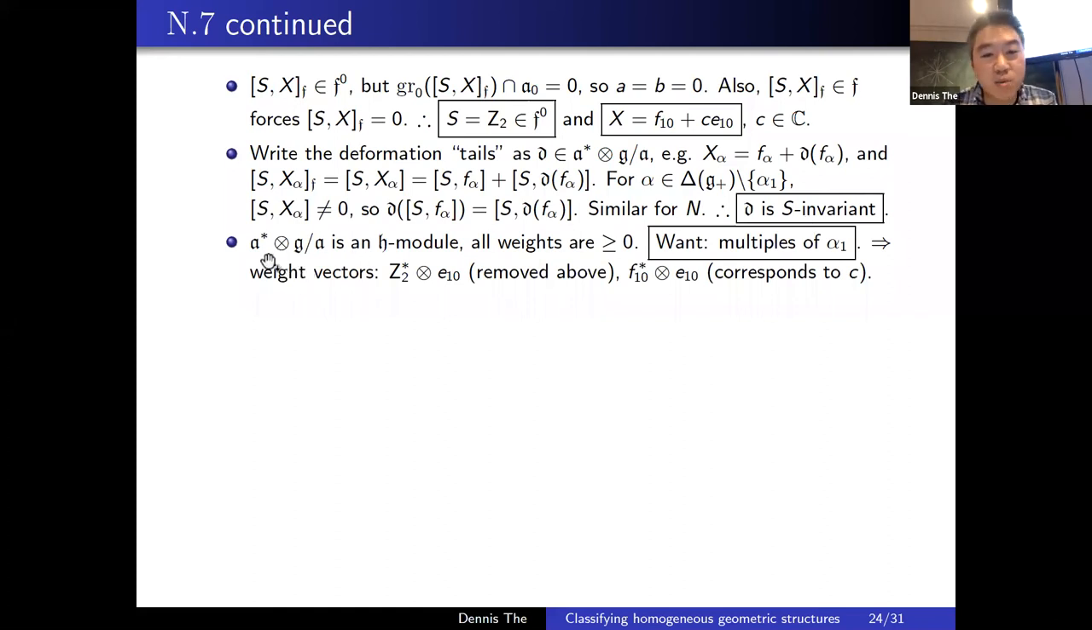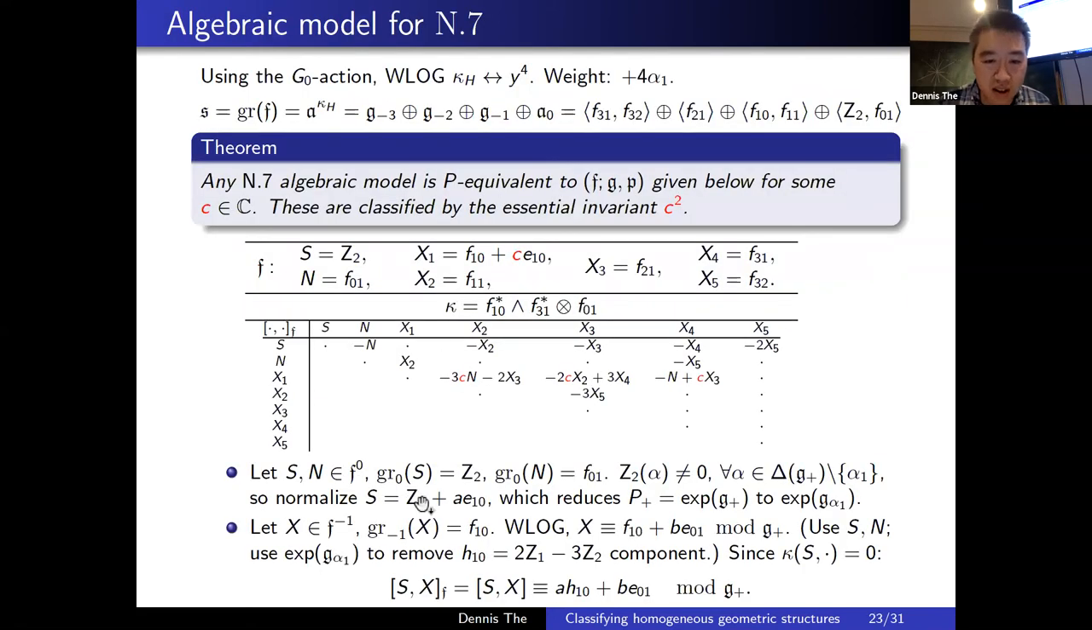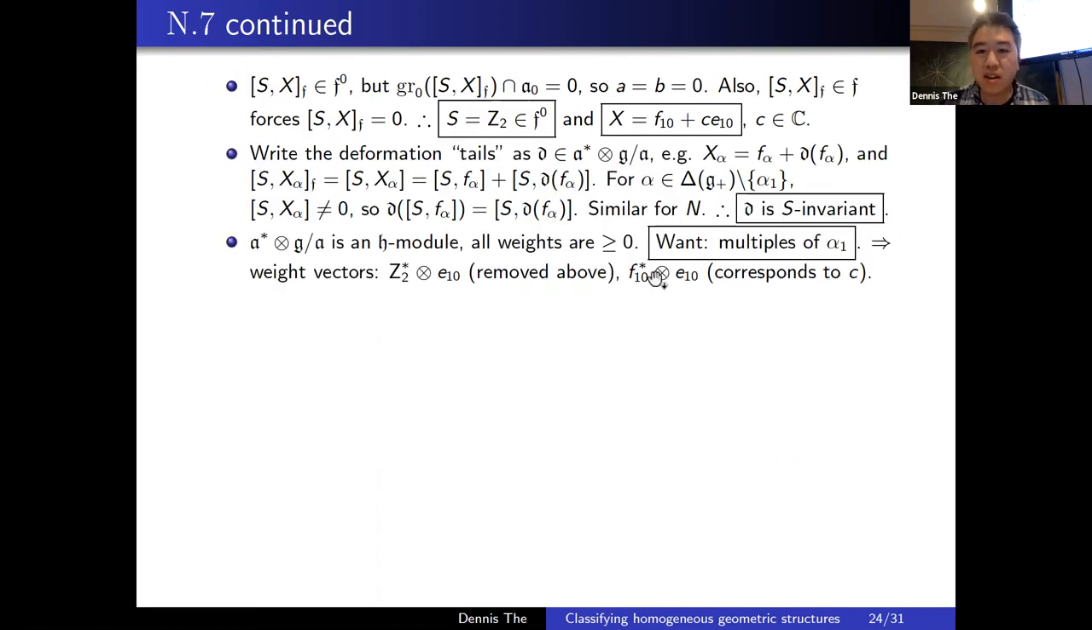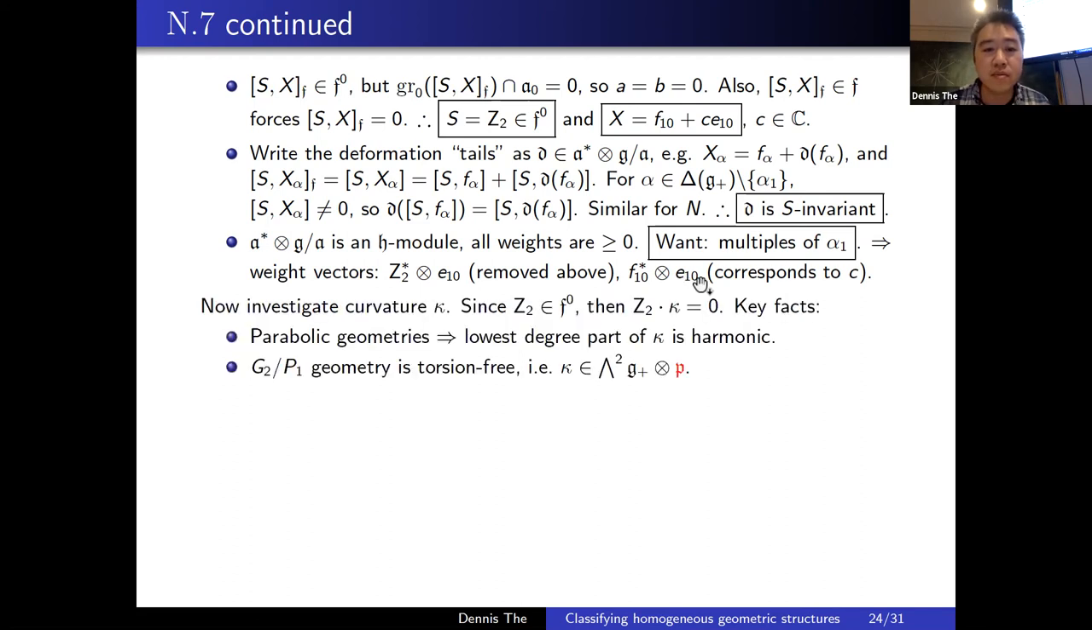So in particular, one can do an analysis using weights. Namely, this guy is an H module and all weights are non-negative. What is the weight of interest? It's the weight that's being annihilated by Z2, in other words, multiples of alpha one. If you analyze over here, can I have any multiples of alpha one? There are only two possibilities, namely this vector and this vector. This vector we've already killed. That was this bit over here, and we showed that A has to be zero. But this piece corresponding to C is a tail that can exist. So we normalize the embedding as best as we can.